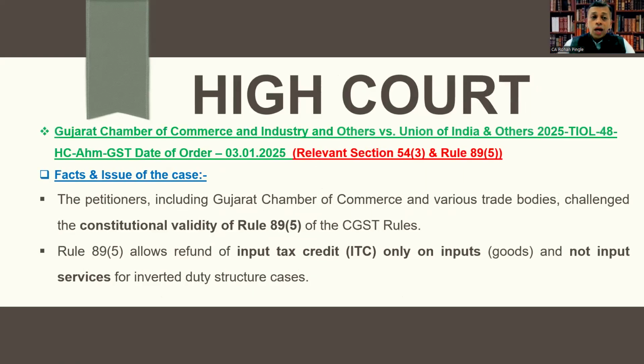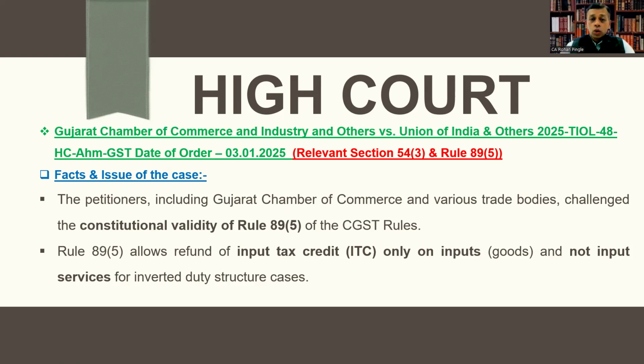Next, Gujarat Chamber of Commerce and Industry and others versus Union of India and others, 2025, TIOL 48, High Court Ahmedabad, GST, date of order 3rd January 2025. Relevant section is section 54 subsection 3 and rule 89 subrule 5. Let's understand the facts and issue of the case.